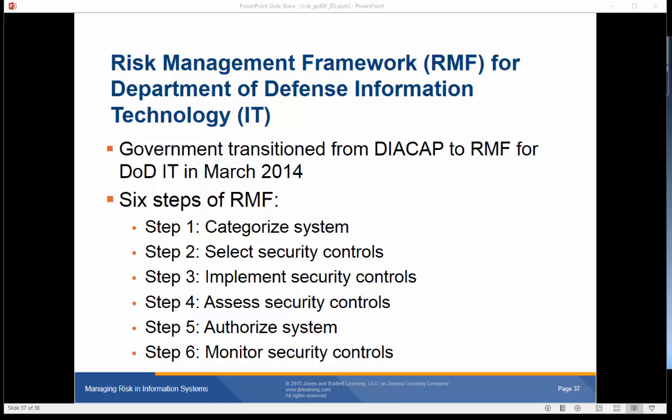So as you see here, you have 6 basic steps for the risk management framework. Step 1 is to categorize systems. This is basically where the information system and the information processed, stored, and transmitted by that system are categorized based on an impact analysis.